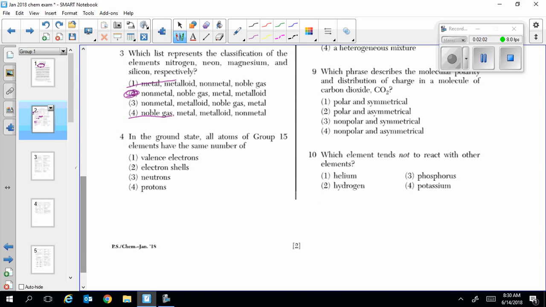In the ground state, all atoms of group 15 have the same number of... So group 15 is one of the columns. So they all have the same number of valence electrons, which makes them all behave with similar properties.